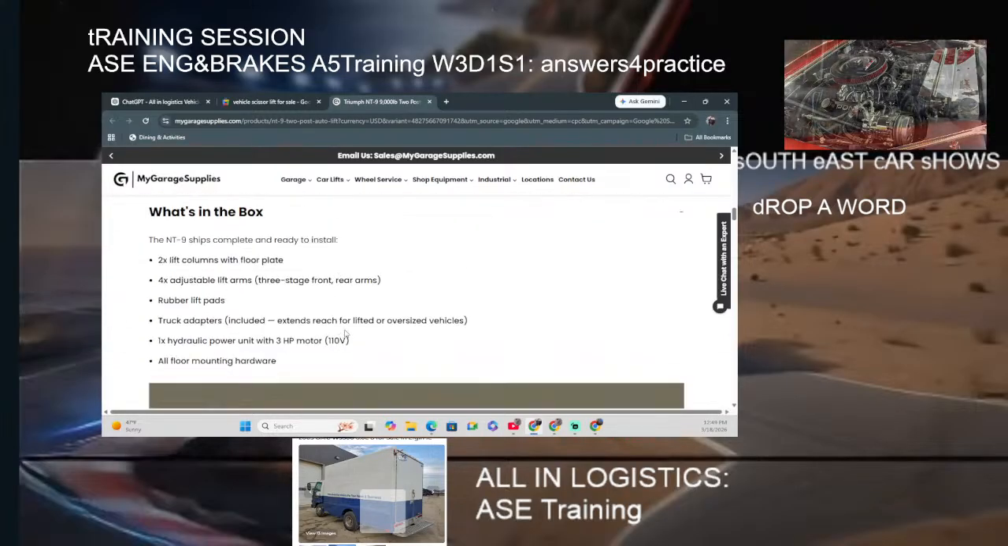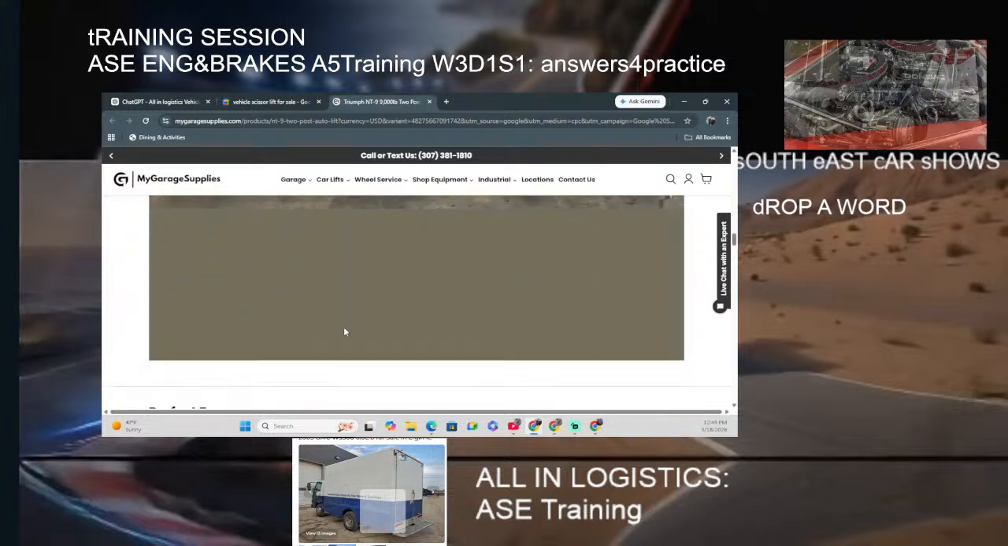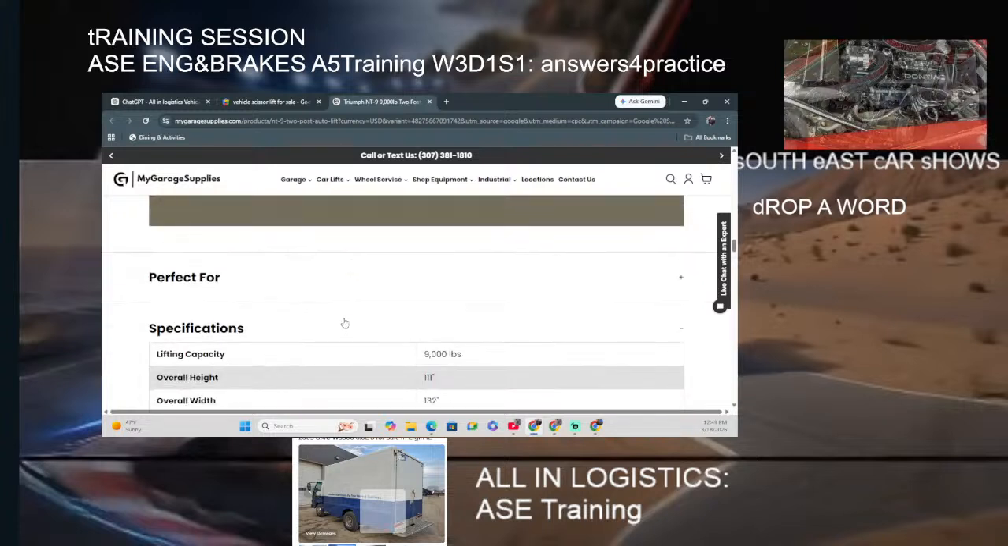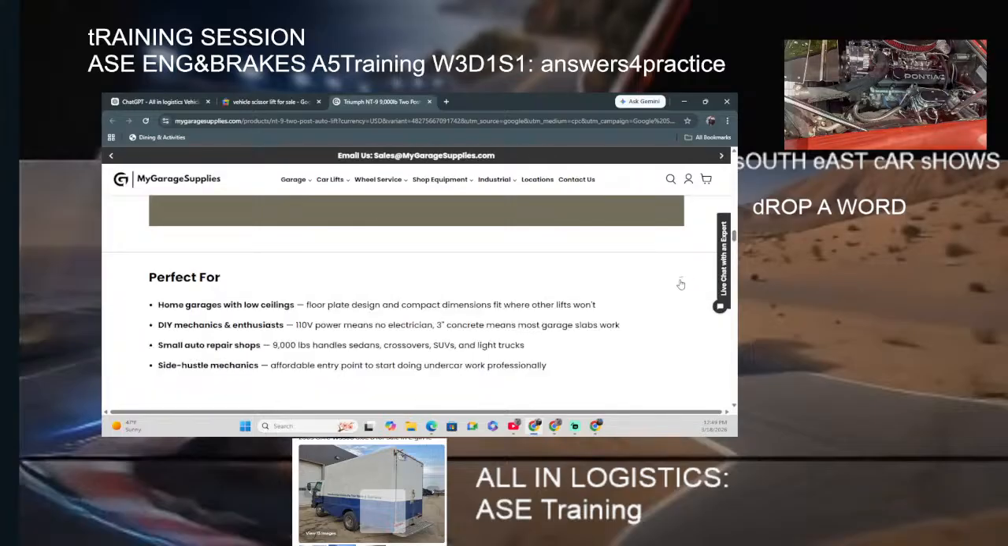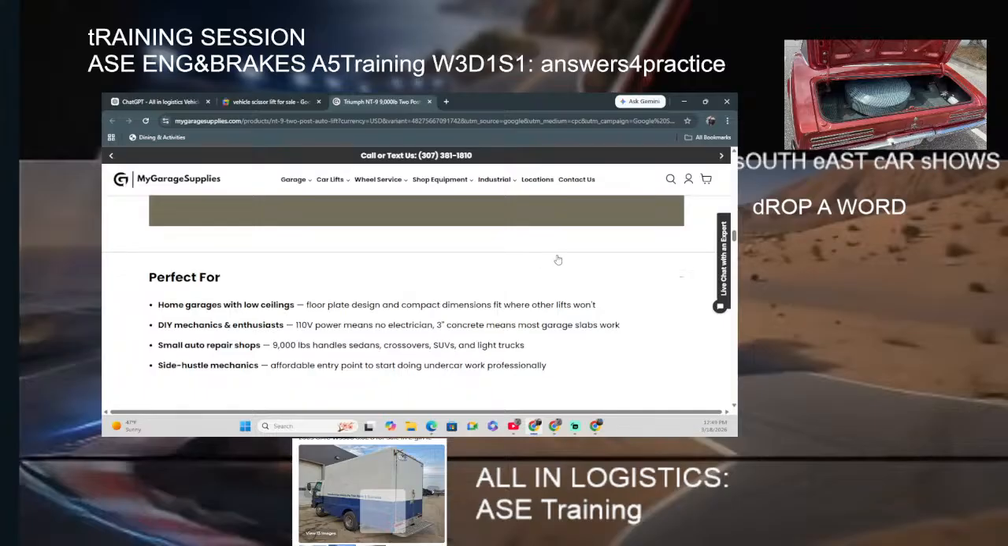Okay, so yeah, we looked at this. So lifting, okay, here we go. It's right here, encapsulated it. Home garages with low ceilings, DIY mechanics and enthusiasts, small auto repair shops, side hustle mechanics.